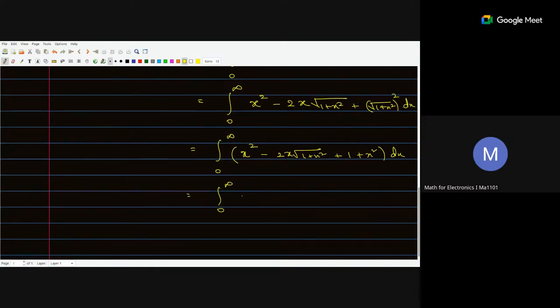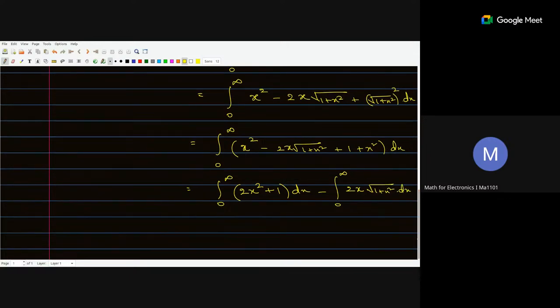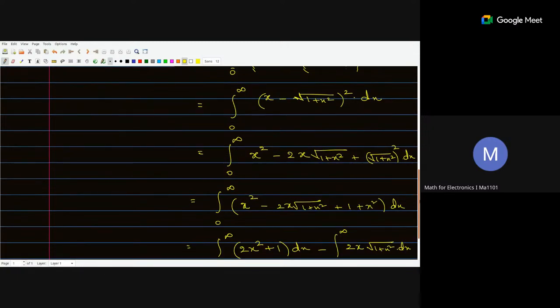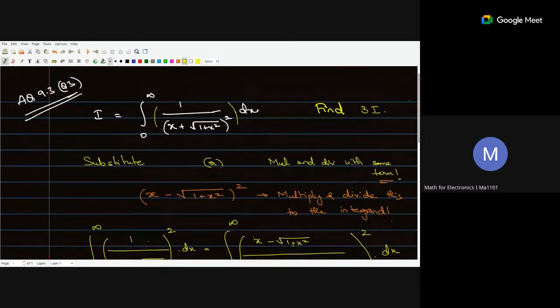But we are going to a dead end, I guess. So this will become 2x square plus 1 dx. I'm just separating the integrals, and minus integral 0 to infinite 2x square root 1 plus x square dx. Now this is easy, but since the limits are from 0 to infinite, we are slightly stuck, right? Okay, maybe multiplying and dividing is not working.